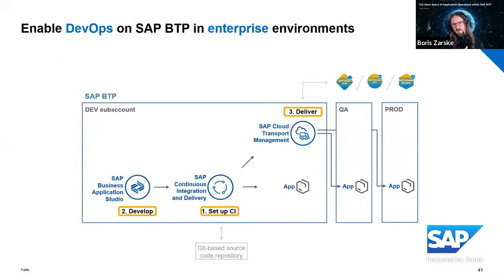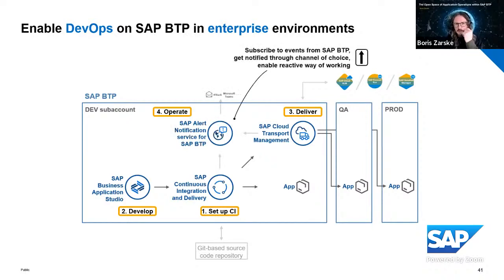So we have come up with the changes and propagated them towards production. And now it's, of course, the question what you can give your development team so they can also reduce efforts for operating that. And here I want to stress two services. One is the Alert Notification service, which allows you to subscribe to events from the Business Technology Platform and then get notified by the channel of choice. And with that, you enable a reactive way of working. And that's again stressing the importance from a DevOps point of view, where you say you should automate whatever you can and reduce manual efforts.